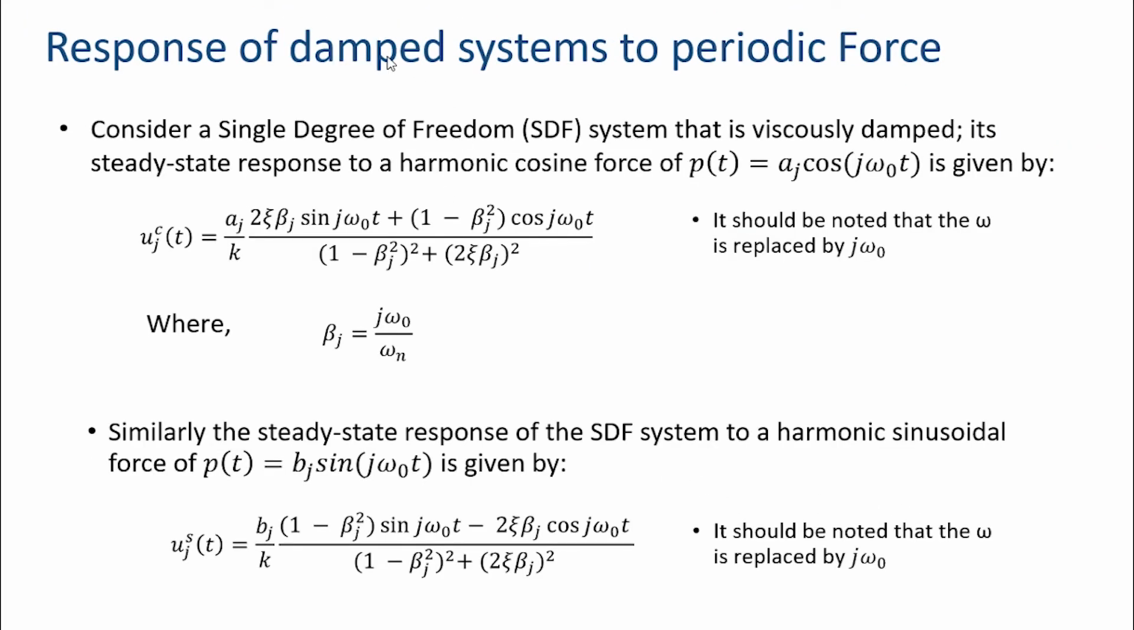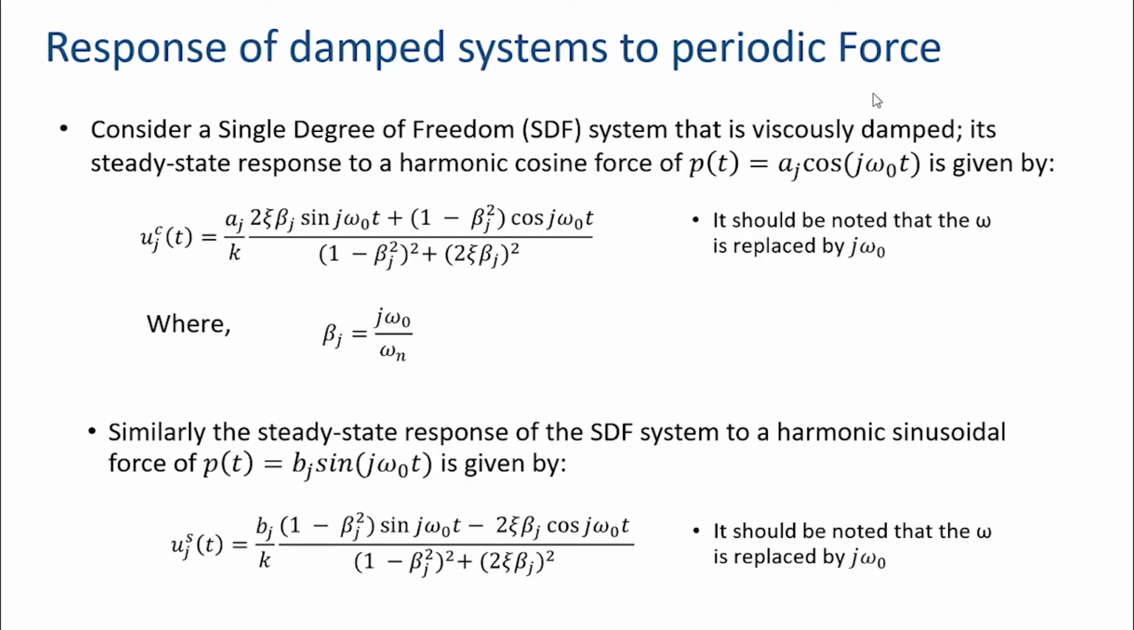Now we can come back to the Fourier representation of the periodic force, and let's find the response of damped systems to periodic force. In the Fourier series, we have these cosine terms. The response due to these cosine harmonics can be calculated using the expression we just saw previously. The steady state response due to the cosine force P(t) equal to Aj cos j omega naught t, that is the jth cosine harmonic.